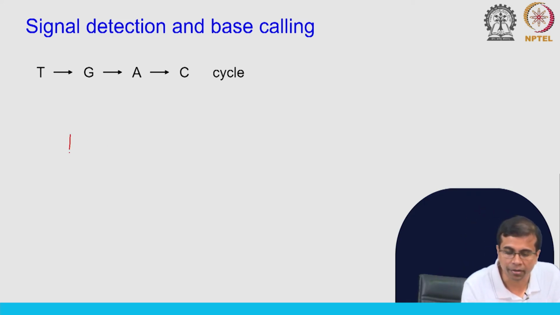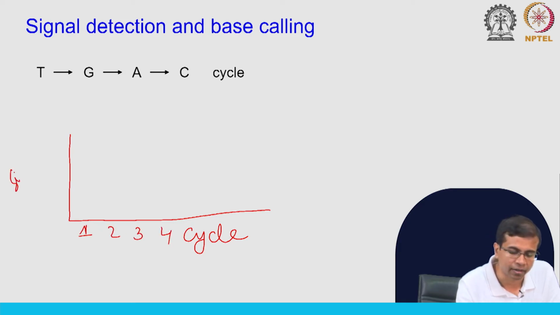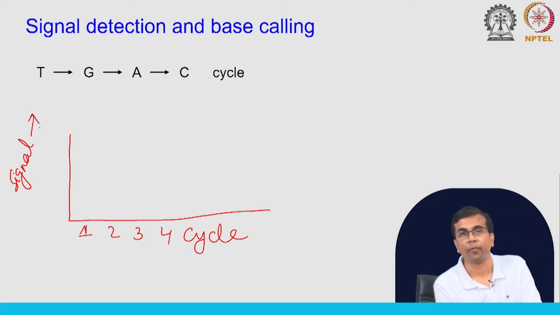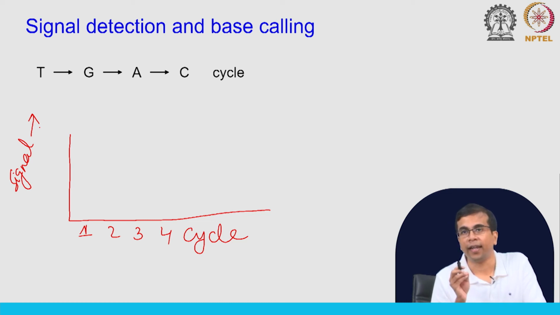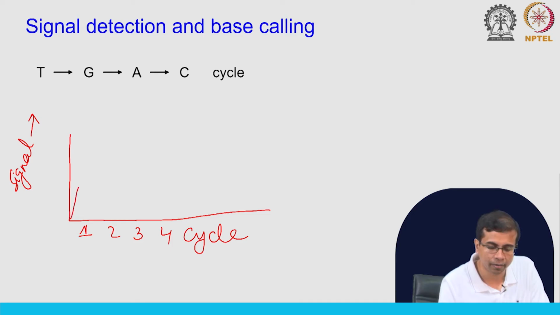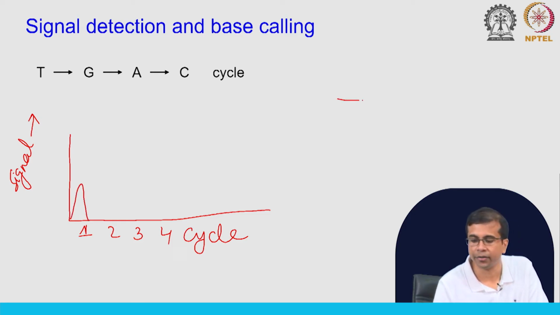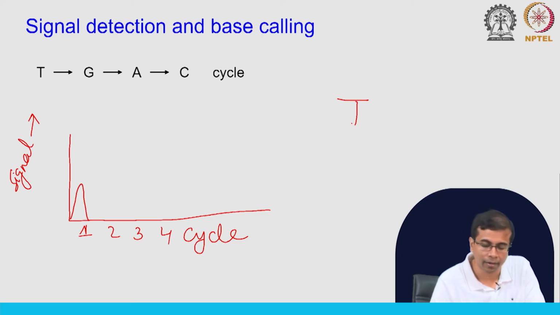So, how the base call actually happens. This is your cycle number: we have cycle 1, 2, 3, 4, etc., and this is your signal intensity. Y axis is signal, and we are following this cycle order, let us say T, G, A, C. So, we first provide T and we see whether there is any signal. Yes, there is some signal. So, the base is T, we have identified the first base.